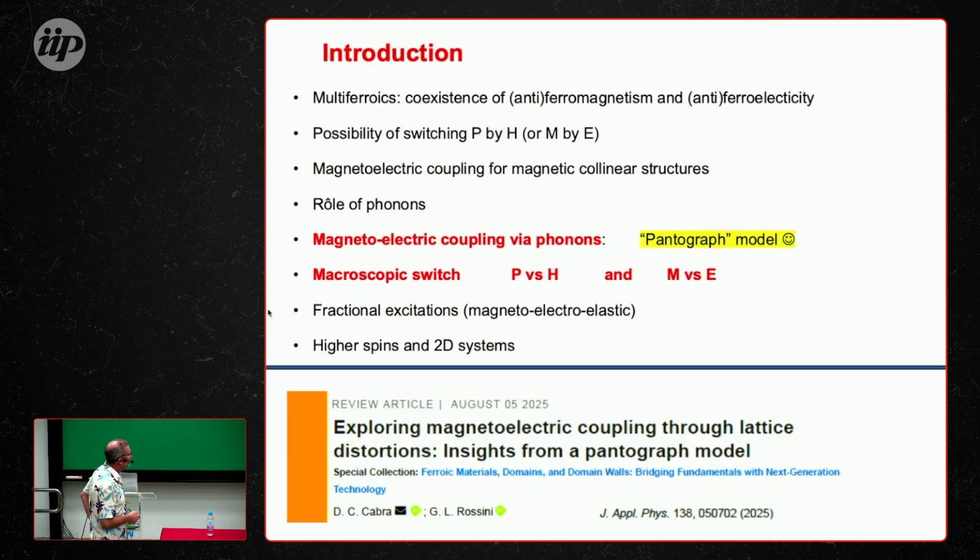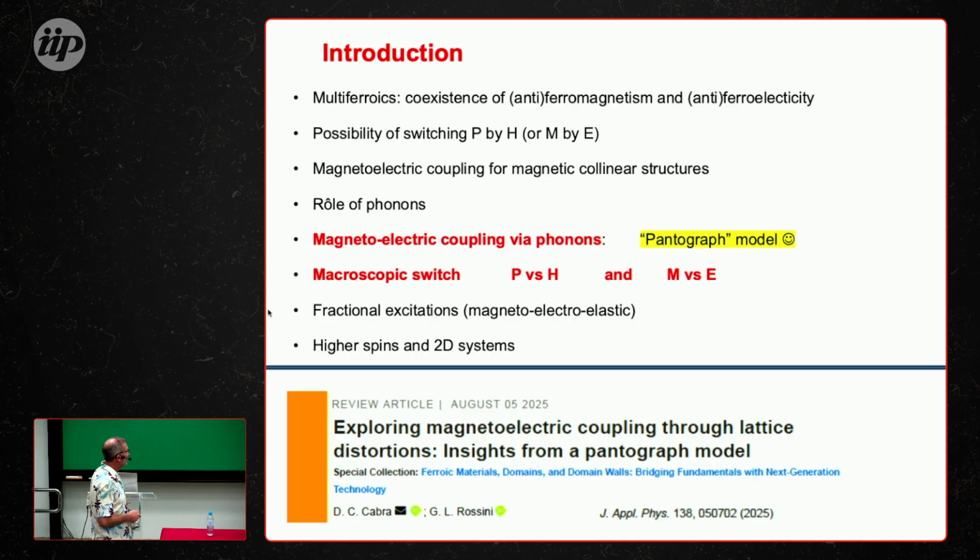And what I'm going to discuss is the magneto-electric coupling that appears when you have magnetic collinear structures. Okay, there are different types of multiferroic materials. Maybe I will describe some details later, but I will focus on these systems that have magnetic collinear structures. And I will, of course, play a little bit with the role of phonons. In fact, these are lattice deformations, to be more precise.